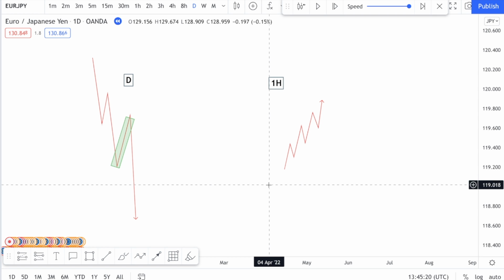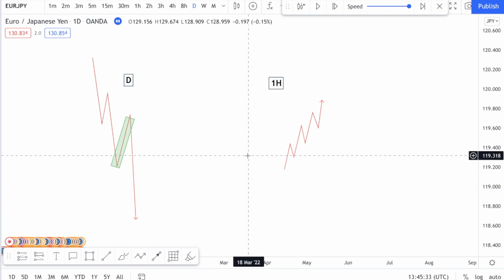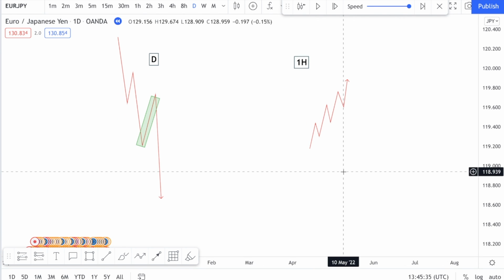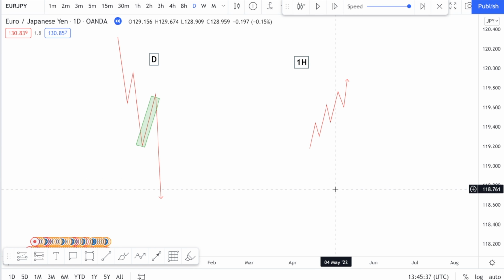Now make sure you understand that. We're not in an overall uptrend, we're just in an uptrend on the 1 hour. On the daily, on the higher time frame, the bigger picture, we're just in a pullback phase. You need to understand that. That's one of the parts where people confuse it.